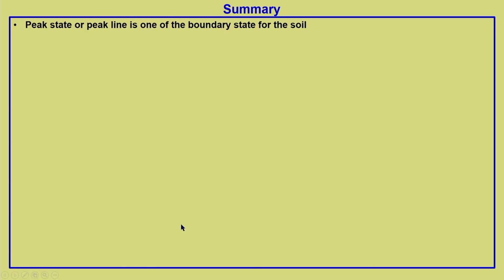So, let us summarize today's lecture. Peak state or peak line is one of the boundary states for the soil. So, that is where we started off. NCL forms the right boundary, tension cutoff zone on the left, bottom we have the axis, and the top, instead of critical state, we have the peak line as the boundary.